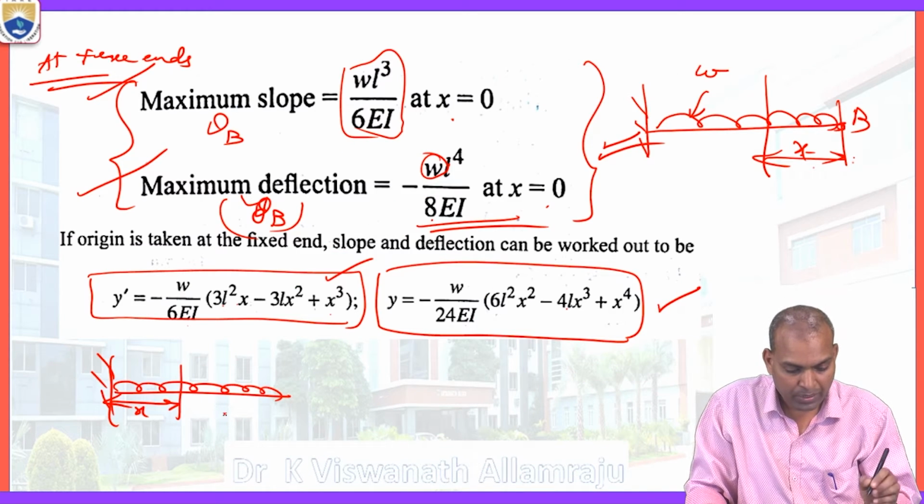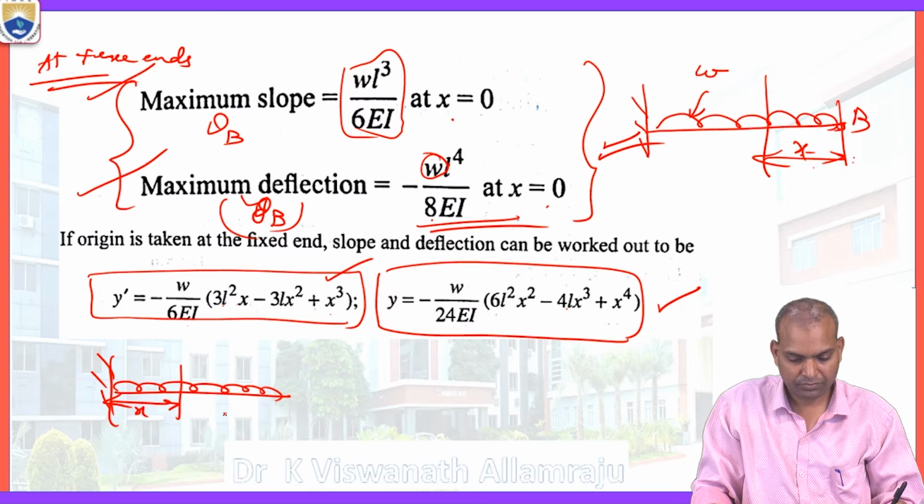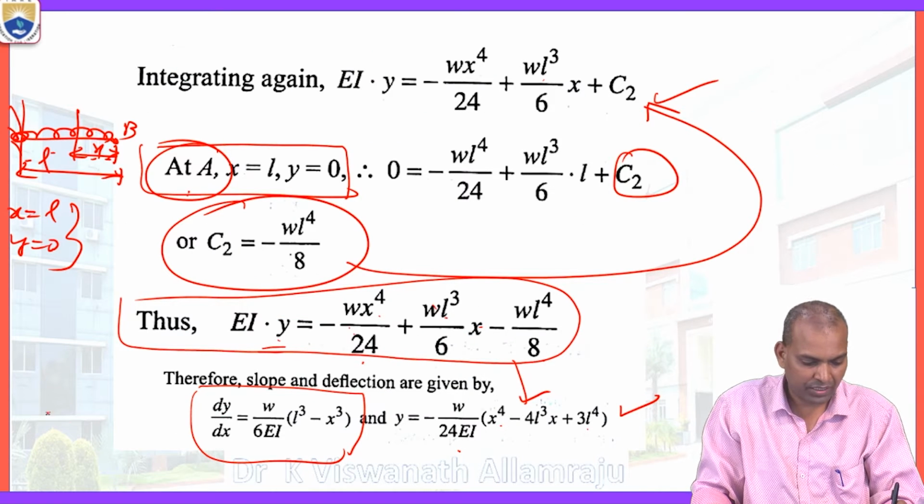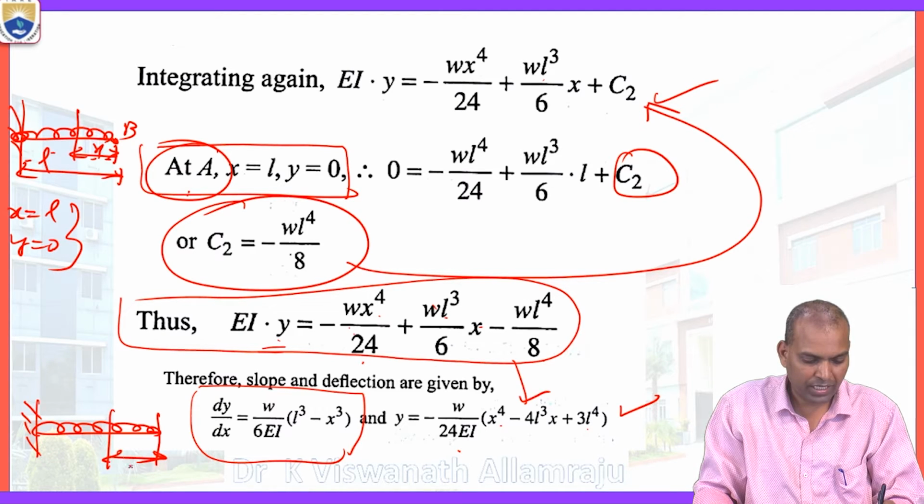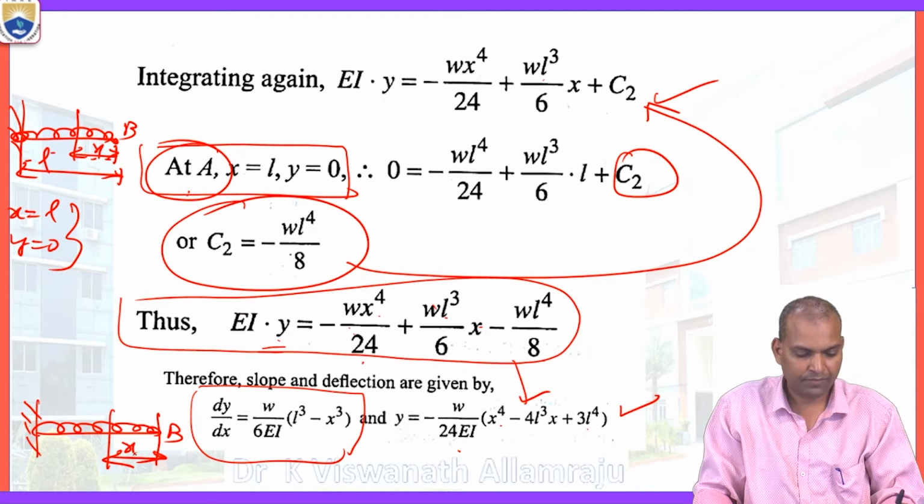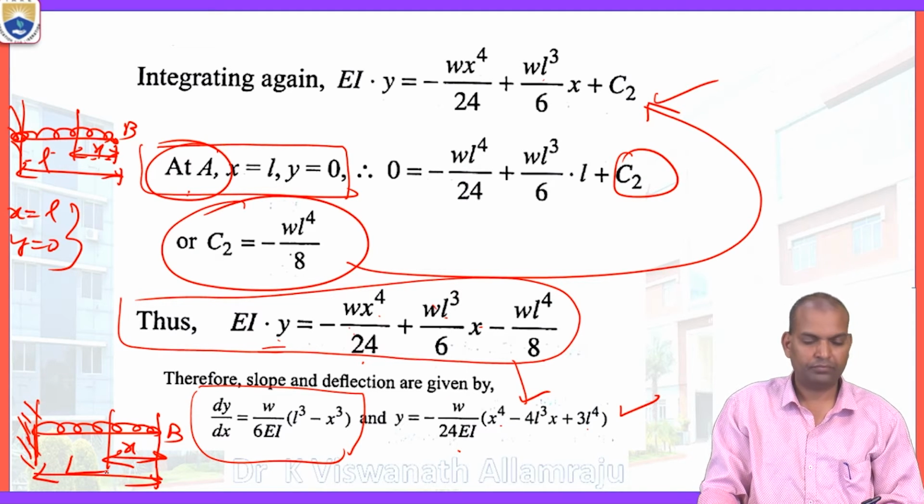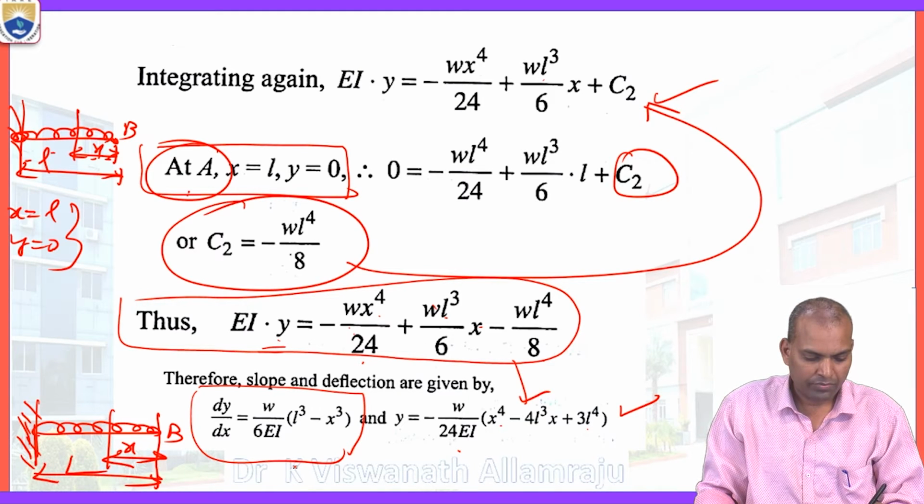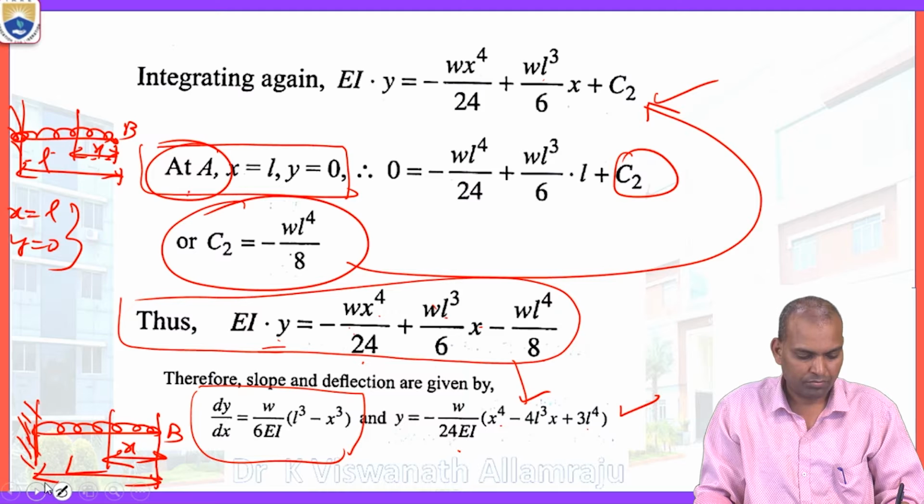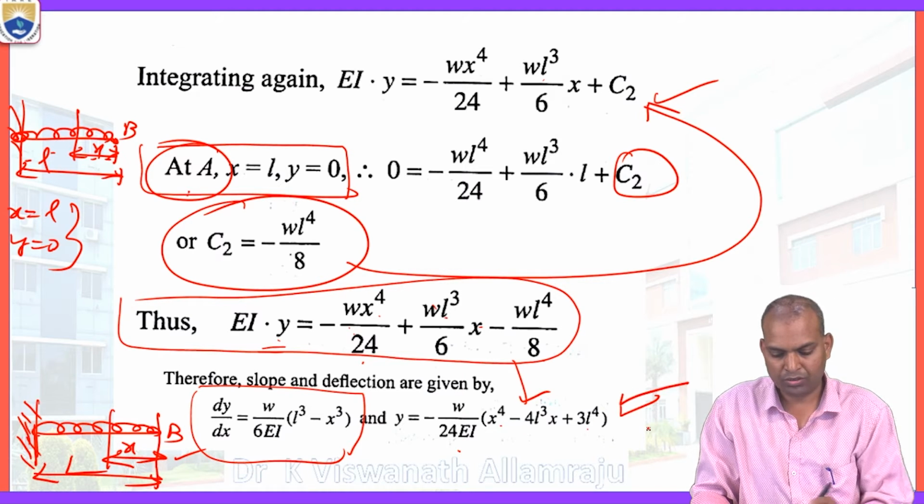So these two formulas are derived for the case of a UDL, where the origin is at the free end, point B, and the span is L. These are the two equations.